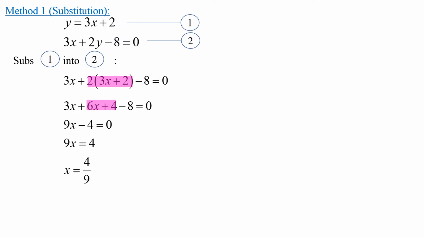And then I will proceed to solve for x. We have 9x minus 4 equals 0. Then 9x equals 4. And so x equals 4 over 9.